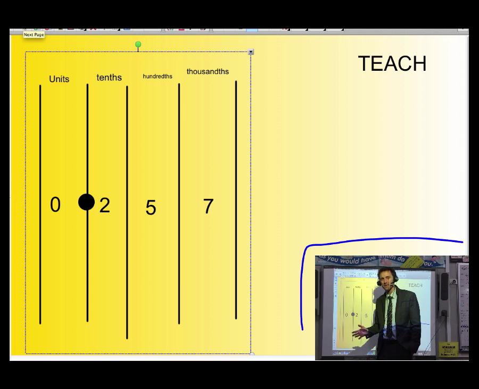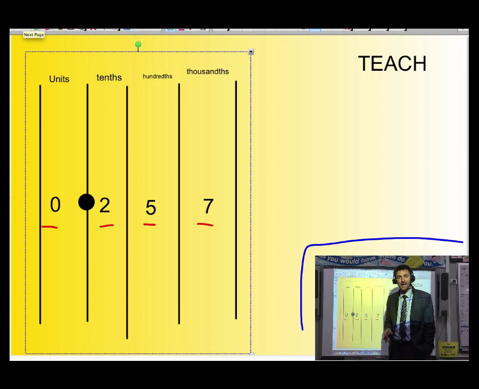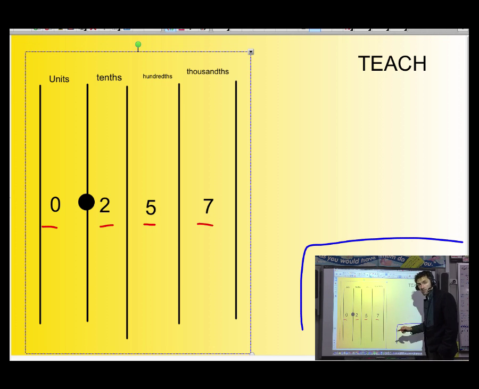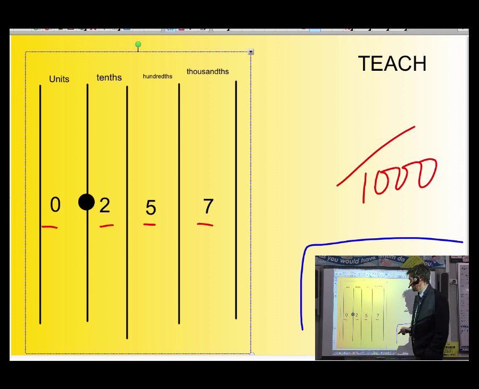Okay, and here we are in the teaching phase, and here's a number I've written for us, guys. The number is 0.257, and I want to show you how to represent that as a fraction, and I'm talking about as a thousandth fraction. So it's going to be an answer like this. It's going to be something over 1,000.